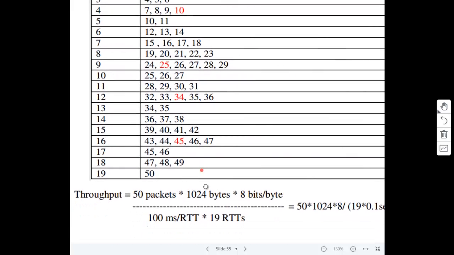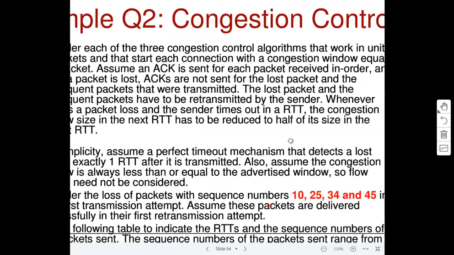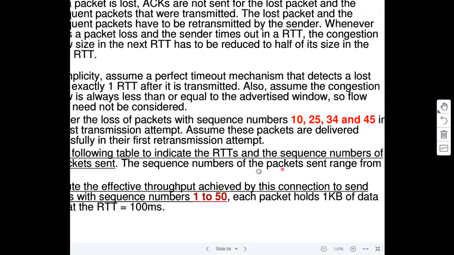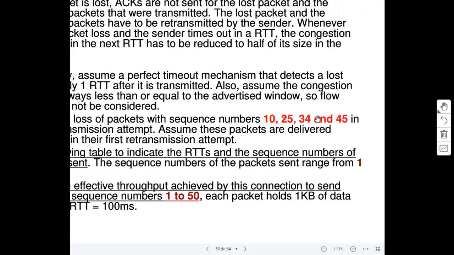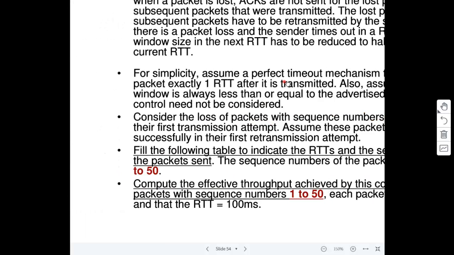So again, you will be given this information. If you look at the previous slide, you are given how many packets we want to send, 1 to 50, and these are the sequence numbers for the packets that get dropped, and packets get successfully delivered in the first retransmission attempt. And you're also given that packet size is 1 kilobyte, and each round trip time is 100 milliseconds.